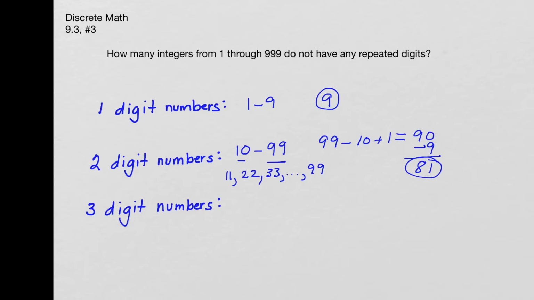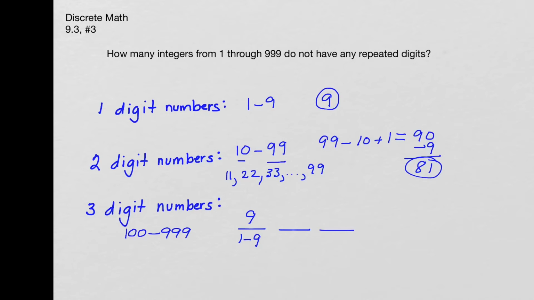Then we have three-digit numbers. So here, what I'm going to do is approach this a little differently. I have a first digit, a second digit, and a third digit. The first digit, because we're working with the numbers from 100 through 999, has to be something from 1 through 9. So there's 9 possibilities there.